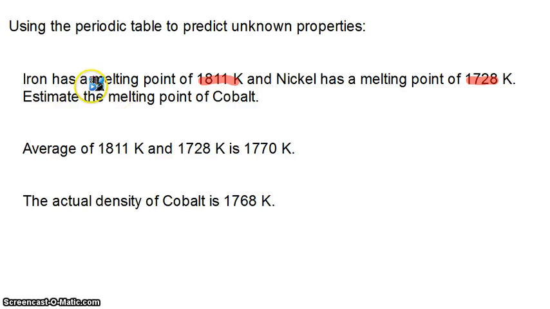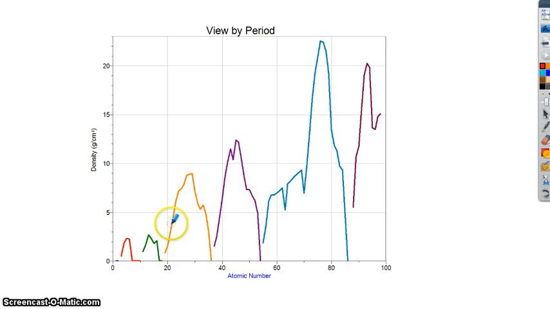If I did the same thing with the density of iron and the density of nickel to try to find the density of cobalt, and I actually started off with that example, you will be way off because the density of cobalt is actually very close to the density of nickel. And so again, when you go back and look at these things, if you're in one of these linear regions and you're trying to estimate the properties of something in the middle, it's going to work out really well.